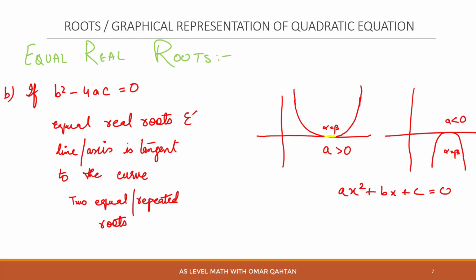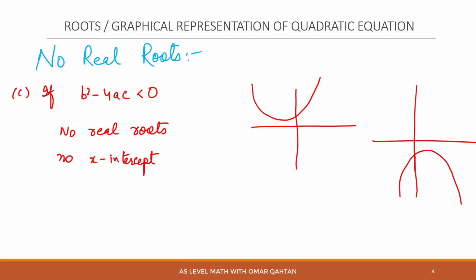So now move on to the next category, in which we have no real roots. In this, we'll see b square minus 4ac is less than 0. So no real roots, no x-intercept, and y equals ax square plus bx plus c is either always positive or always negative. Alright, so if your discriminant b square minus 4ac is less than 0, you will have no real roots.